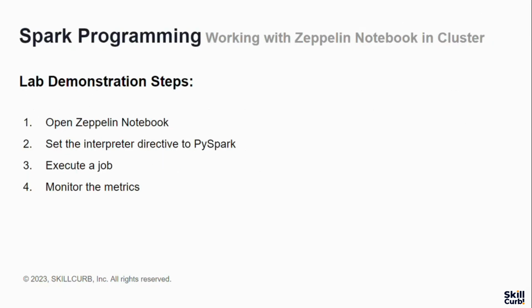In this video, you will learn how to work with Zeppelin notebook in a cluster to execute PySpark. And for that, we will first open the Zeppelin notebook. Then we are going to set the interpreter directive to PySpark. Then we are going to execute a job which is actually some PySpark commands. And then finally, we are going to monitor the metrics.